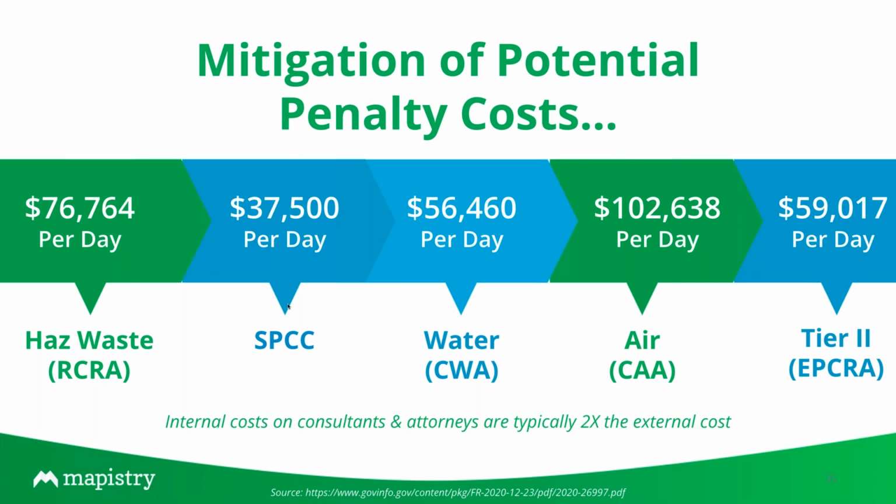So if I get hit with a Clean Water Act lawsuit from a citizen group, they'll put in there that they want $56,460 per day, and I had 20 discharges, so they're asking for $1 million. The end settlement may be only $100,000, but that's going to cost me out the door to my consultants and attorneys another $200,000-300,000 on top of that. And then we've got to think about all the operational EHS leadership time spent on that, which is where the real cost is. So these start turning into very, very expensive problems quickly.